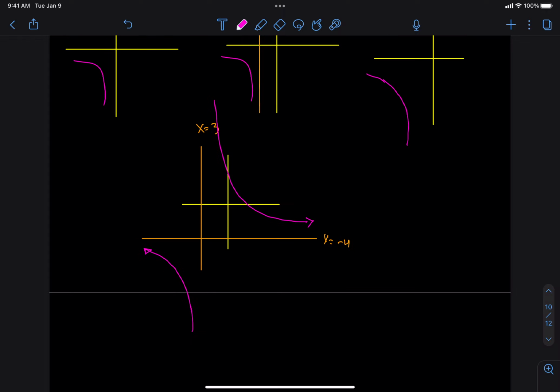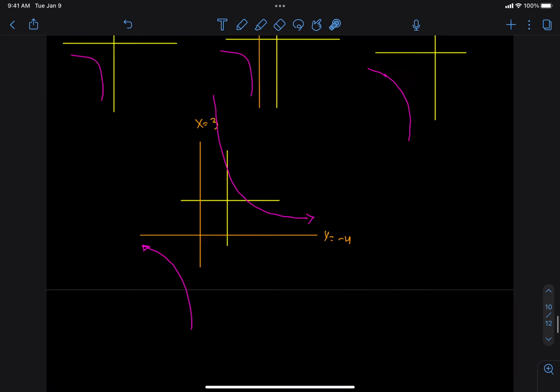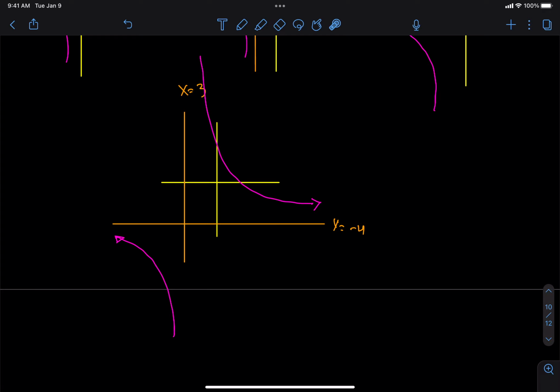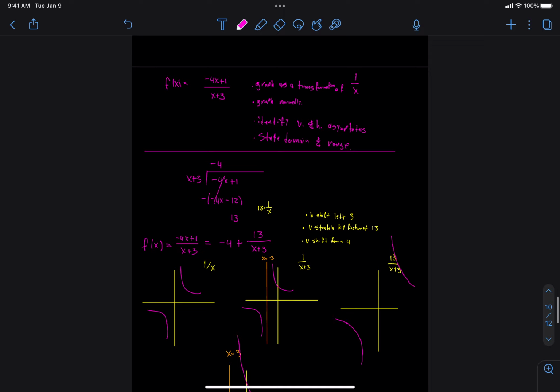Okay. All I'm really looking for in terms of the vertical stretch is an exaggeration of the height, okay? So this is basically what this looks like. Would you be looking for any exact numbers for the stretch? No, I don't think so. Okay. So that's how we graph it as a transformation of 1 over x.